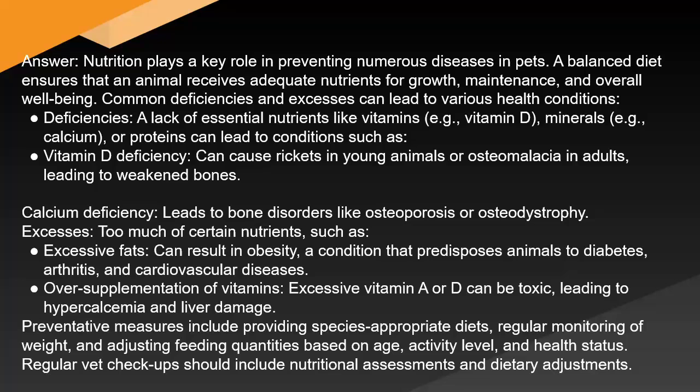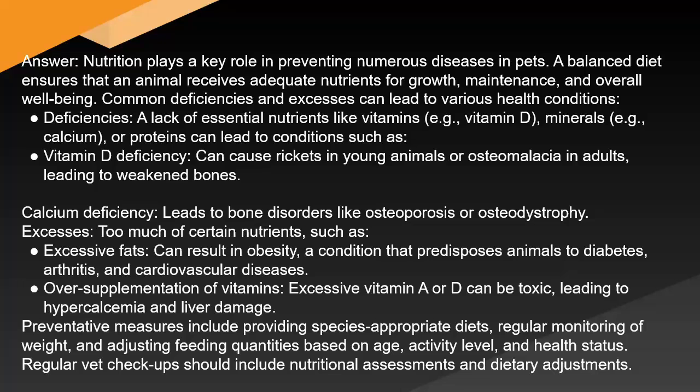Excesses: too much of certain nutrients, such as excessive fats, can result in obesity, a condition that predisposes animals to diabetes, arthritis, and cardiovascular diseases. Oversupplementation of vitamins: excessive vitamin A or D can be toxic, leading to hypocalcemia and liver damage.